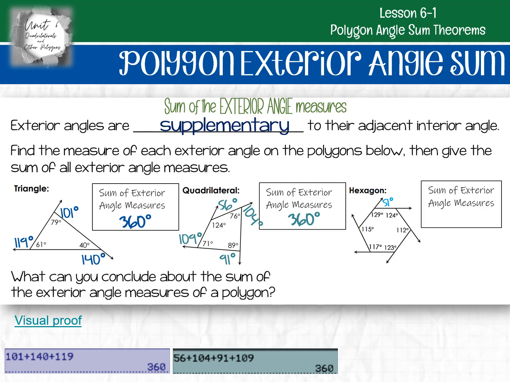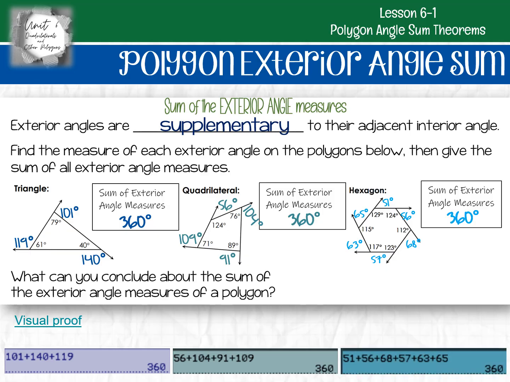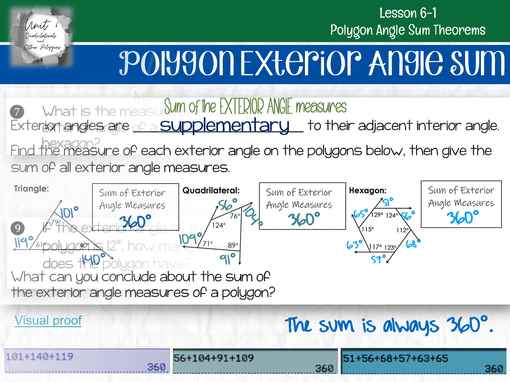Let's do the next one. Each of the exterior angles forms a linear pair with its adjacent interior angle. Add them all up and we get 360 degrees. So what can we conclude about the sum of the exterior angle measures of a polygon? It's always 360 degrees. It does need to be convex, please.